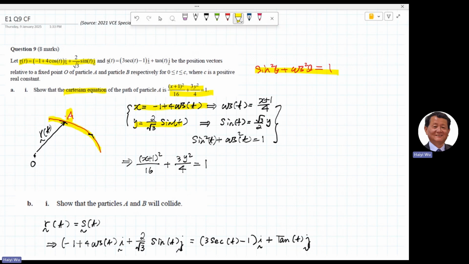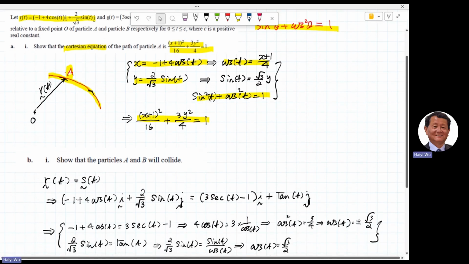So we can easily convert: cosine t is (x plus 1) divided by 4, sine t is square root 3 divided by 2 times y. So sine squared t plus cosine squared t is 1. Therefore, we prove the Cartesian equation is true. So this is an ellipse.